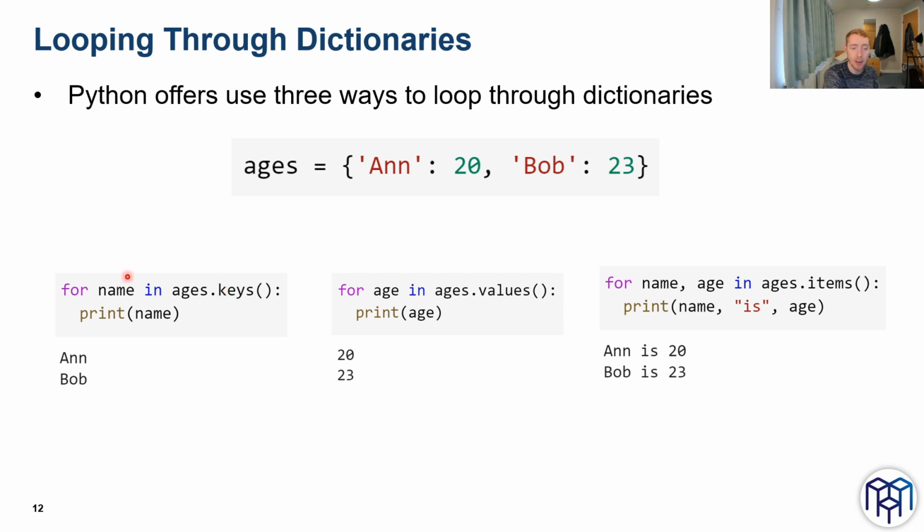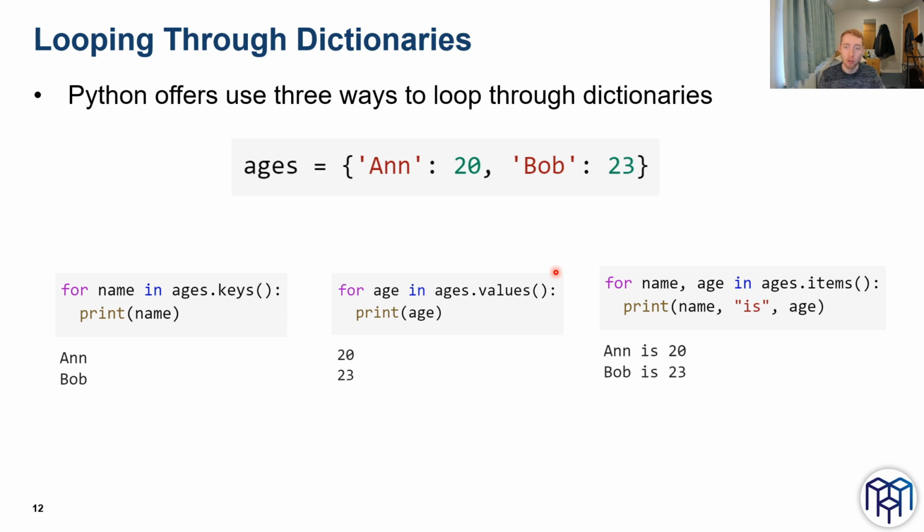So we have each name. We call this name because the keys represent names. And so we loop through those, and each name is going to take the value of Anne, then Bob, and if there were more, it would take those values too. And you can print that out each time. We then loop through the values, so we did .keys for the keys, .values, brackets, for the values, and those are going to be 20 and 23. And here we use the looping variable of age, because those values represent ages.